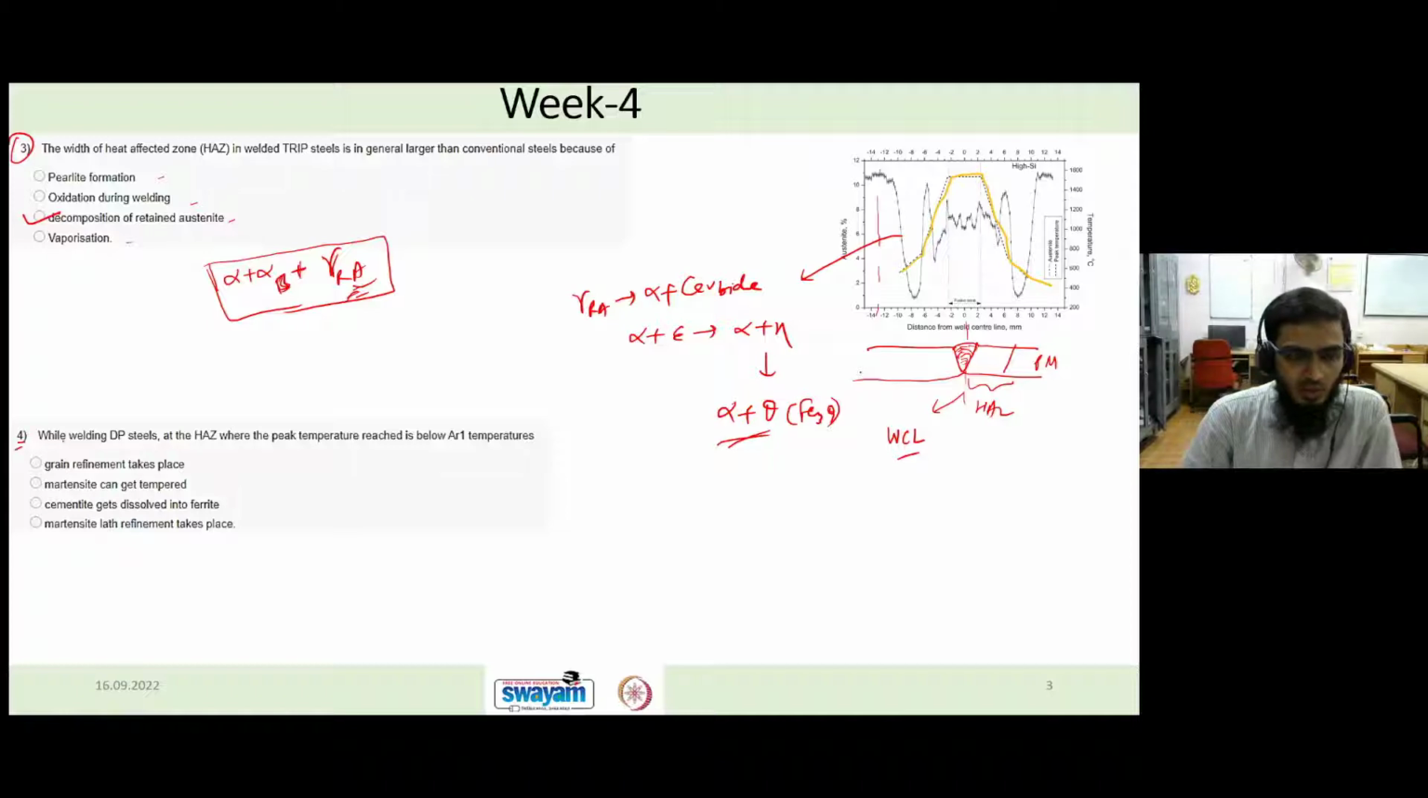Now we'll go to question number 4, which says, while welding dual phase steel at the heat affected zone where the peak temperature reached is below the Ac1 temperature, then what will be happening? Option 1 is grain refinement takes place. Option 2, martensite can get tempered.